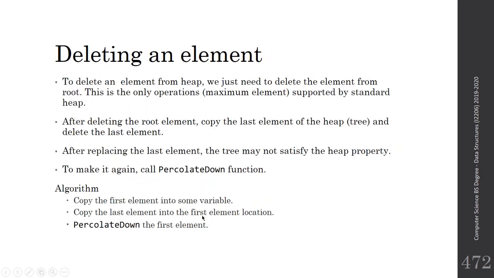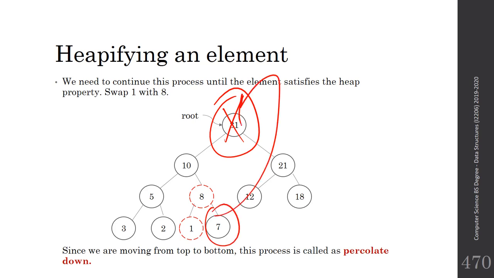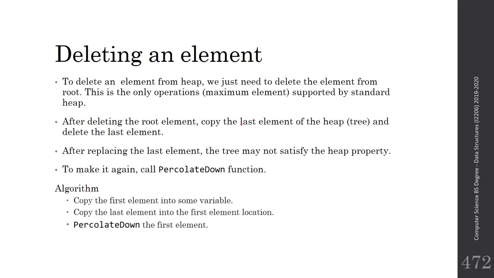So for deleting an element in the heap, usually we cannot delete an element from anywhere in the heap, we just delete the root. We delete the root and we need to place another element. What we will do is pick the last element, place it on top, and then percolate it down. So this is the idea.